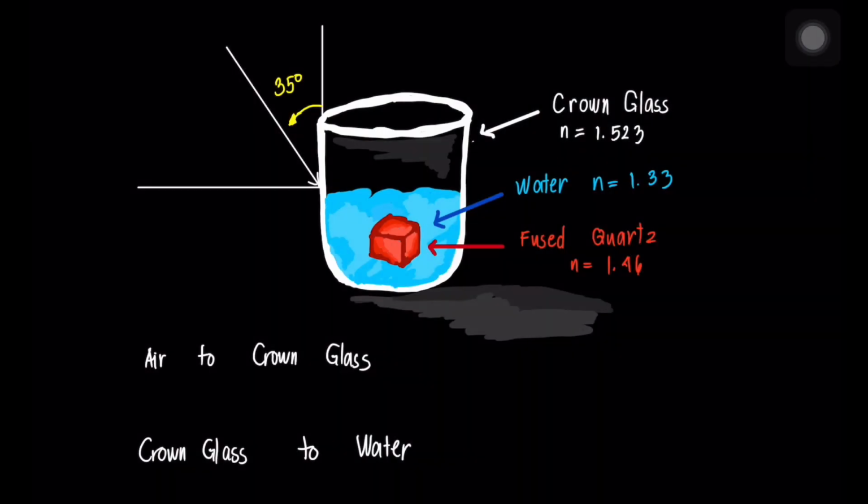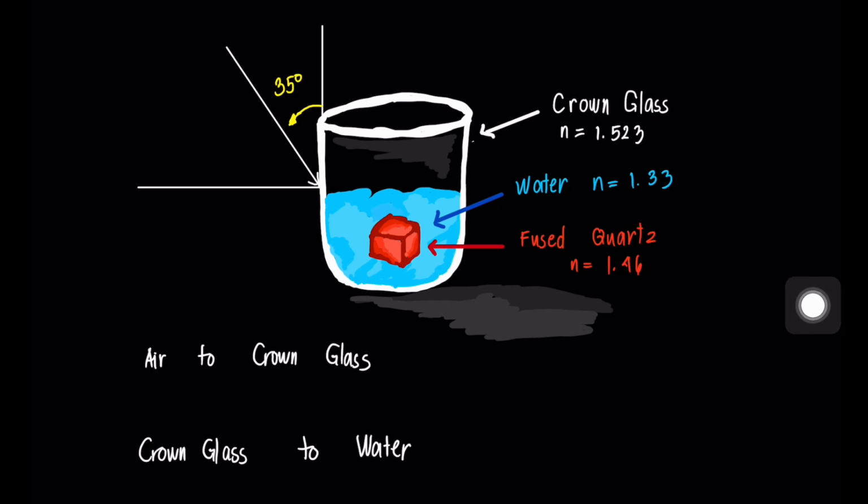For this session, we will be focusing on Snell's law. So this is the situation. Light is traveling from air and hits crown glass with an index of refraction 1.523, having an angle of incidence of 35 degrees. After that, it hits water with an index of refraction 1.33. It hits fused quartz with an index of refraction 1.46. It hits the water again, hits the crown glass again, and then exits through the air.